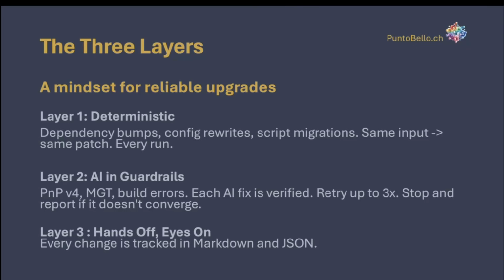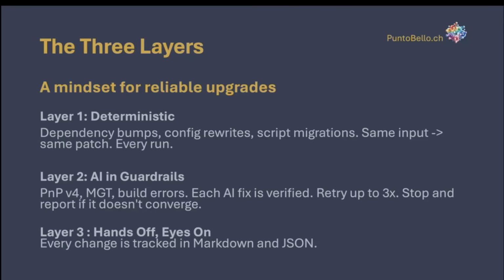So it has about 3 layers. The first layer is the repetitive work. That's the deterministic part. It reads all the stuff from the upgrade report. It does dependency bumps, config rewrite, and so on. The second layer is the AI insights with the guardrails.